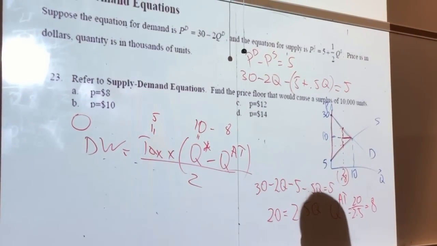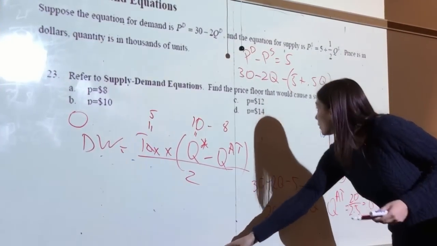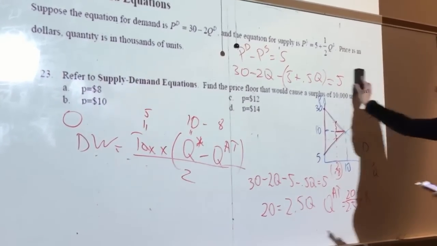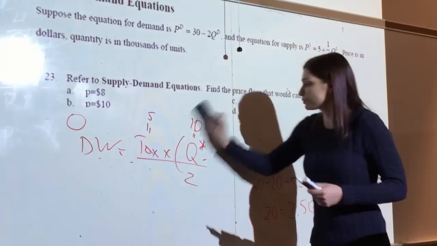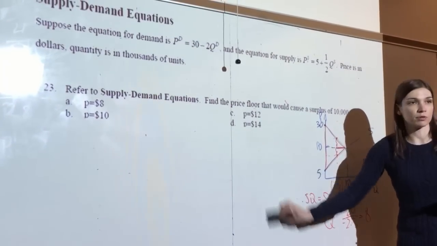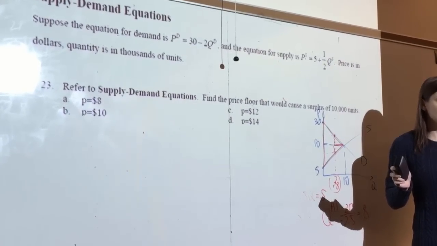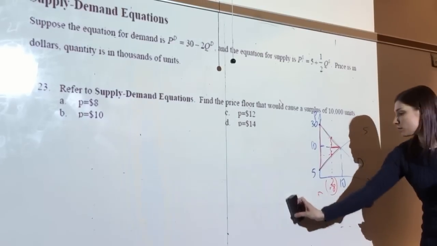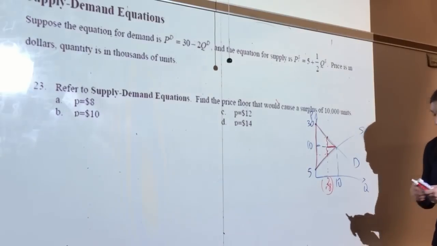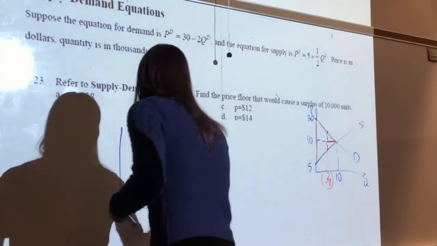Okay, same scenario. Find the price floor, given those curves, that would cause a surplus of 10,000 units. So for a price floor to cause a surplus, it needs to be binding. Correct? So is the price floor going to be higher or lower than the equilibrium price? Alright. So the equilibrium price was 10, and a quantity of 10.